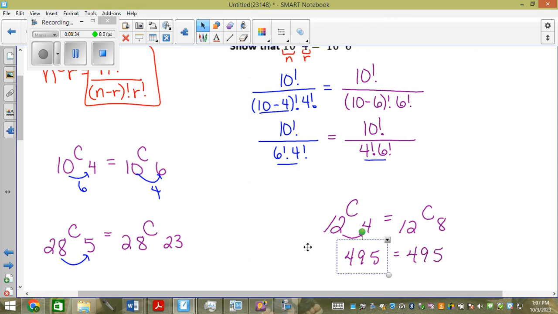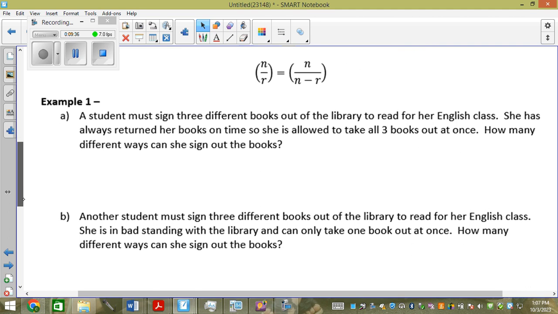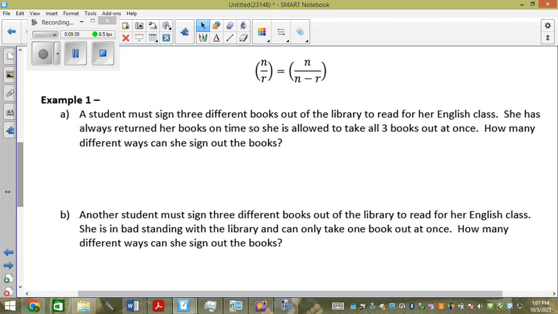All right. Let's go down here. Here we have a student who must sign 3 different books out of the library to read for her English class. She has always returned her books on time, so she's allowed to take all 3 books out at once. How many ways can this happen? Does the order in which she signs those 3 books out matter? She's going to walk up to the librarian and ask, can I take these 3 books out? The librarian's going to go beep, beep, beep, or another order. Does it make a difference how she scans them? No. She scans them, and then she hands them back to you. You put them in your backpack and you walk off.